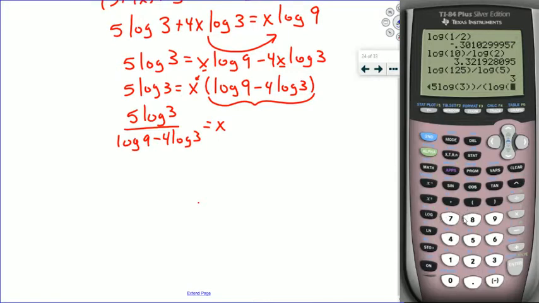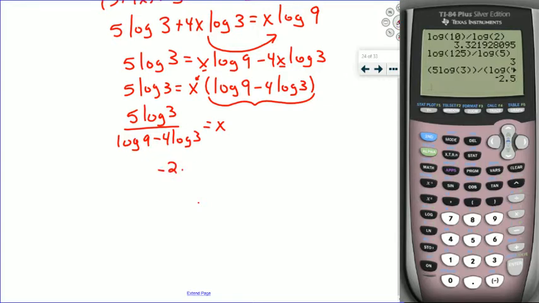Then we hit log of 9. That logarithm's done, minus 4 log of 3, and then that logarithm's done, and then the bottom of our fraction's done. So we put another parentheses to close off the bottom. Hit the enter key, and we get negative 2.5 equals x.